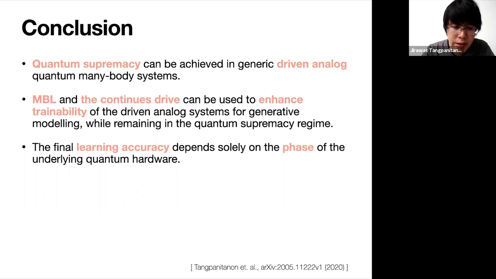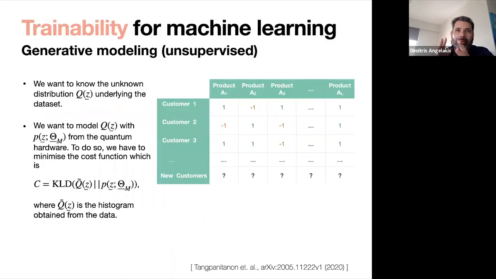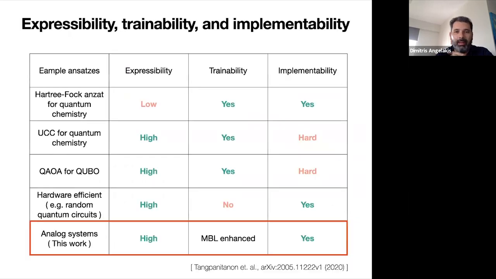Any questions? Okay, thanks, Jirawat. There is one question I missed earlier, by Hermani: why can random circuits be trained? I think he's referring to your earlier slides. Maybe there's a confusion here, but maybe you can take it.